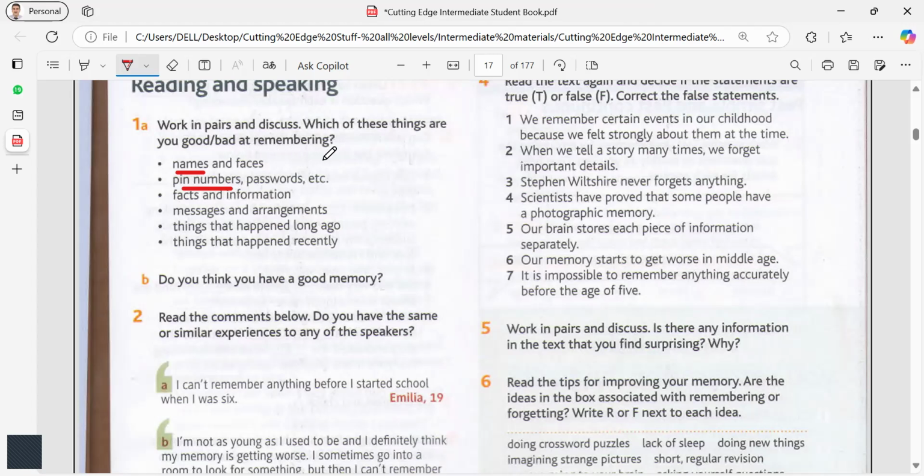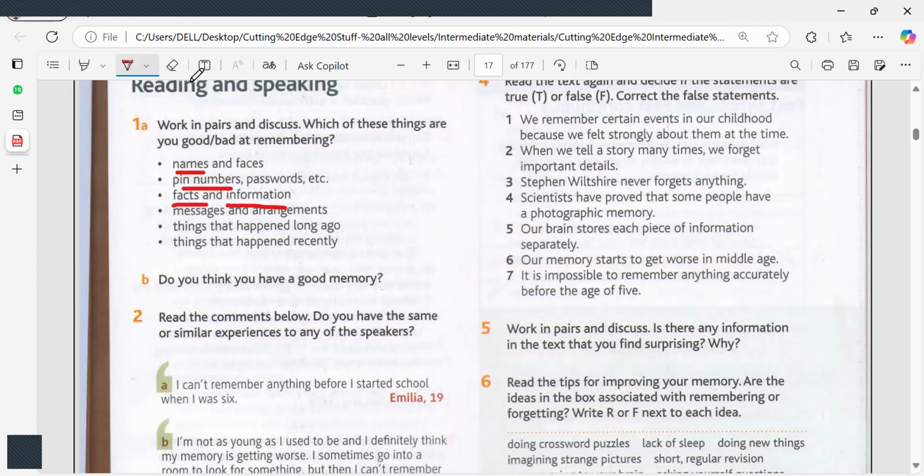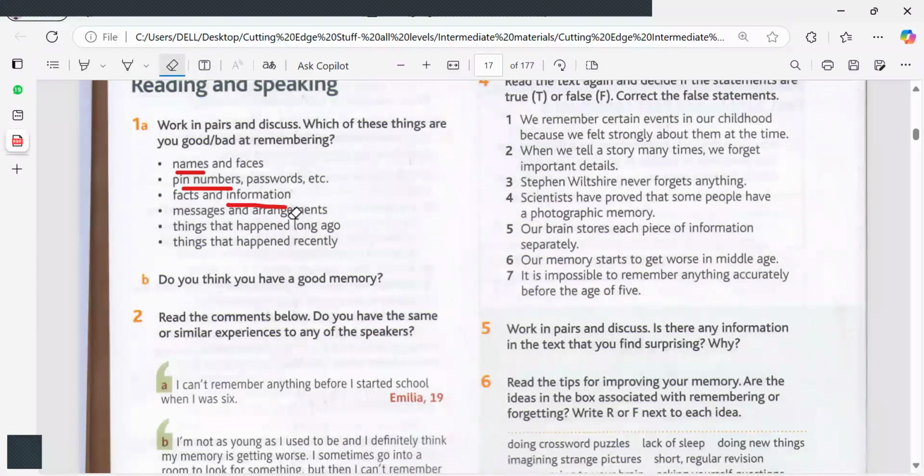What about you? Are you good or bad at remembering facts and information? Really good. Okay. Yes. Messages and arrangements. Good.